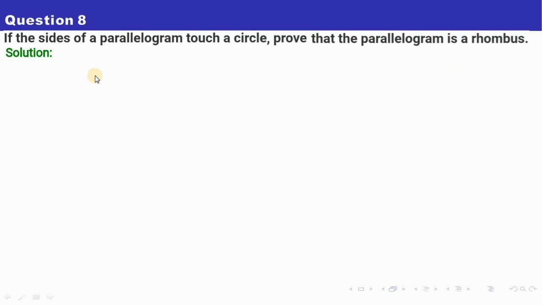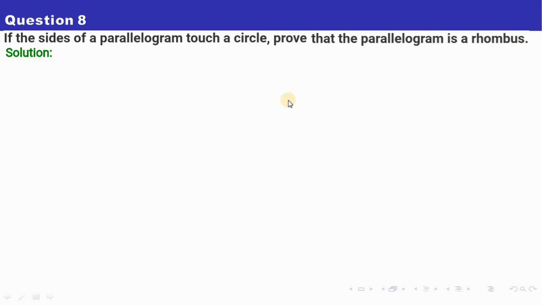In the second case, we need to show that if the sides of a parallelogram touch a circle, then the parallelogram is a rhombus. First let us understand the meaning of a parallelogram. In a parallelogram, the opposite sides are parallel and equal to each other. In a normal parallelogram only opposite sides are parallel and equal. If all the sides are equal to each other, then the same parallelogram is known as a rhombus.